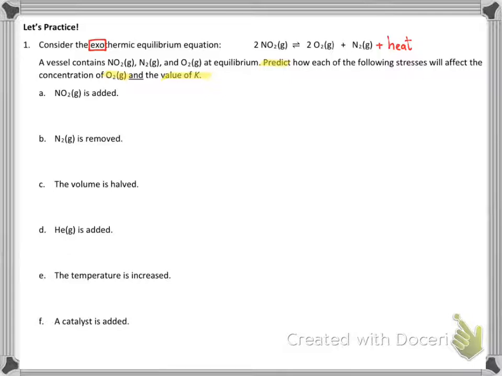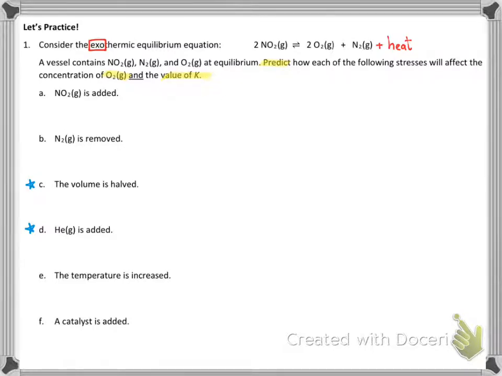You're just trying to predict what's going to happen. So I would like to do a couple of these with you together, and then you can try the rest on your own, which will be ever so much fun. I would like to look at C and D with you together, and then you're going to go ahead and try the rest of them on your own.